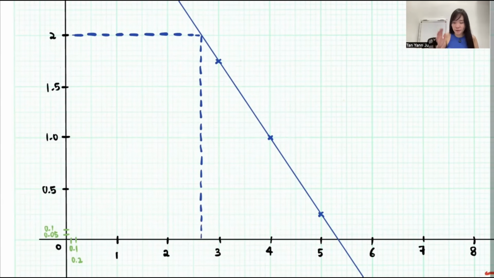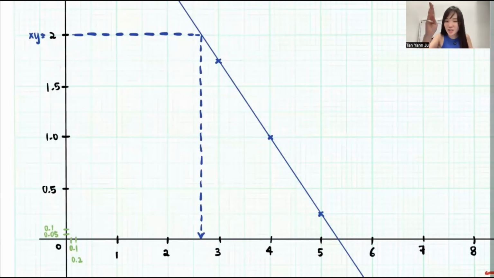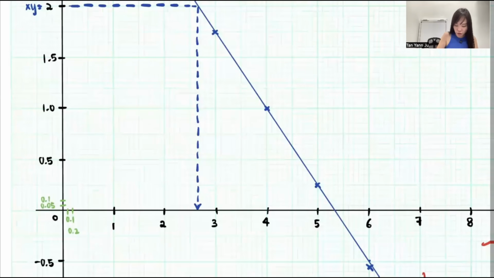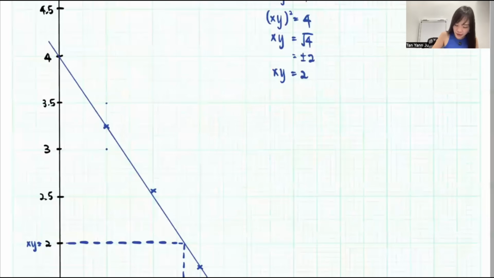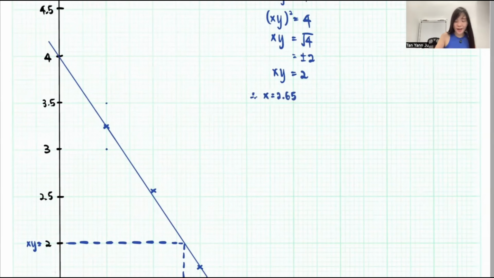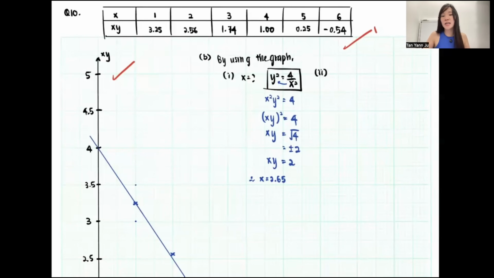So my dear, what is the point for this particular part? When my xy equals 2, I draw it out, I touch the line, I bend it down. So this one is 2. Remember, every single box is 0.1. So 2, 2.1, 2.2, 2.3, 2.4, 2.5, 2.6. This is 2.7. 2.6 and 2.7, right in the middle, 2.65. Yay, my x answer is 2.65. Done.